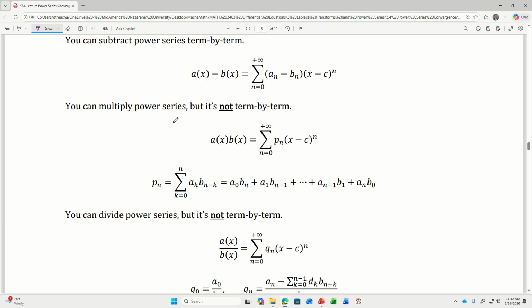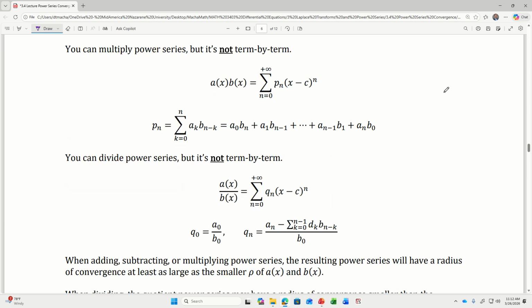You could multiply two power series together. But if you're multiplying power series, it's important to remember that you can't just multiply the coefficients term by term. That's not how multiplication works. It's a lot uglier and messier. If I say that the new coefficient is going to be lowercase pn, then calculating that pn coefficient is actually the sum of the products of a bunch of different a and b coefficients. You can also divide power series, but that doesn't happen term by term either.